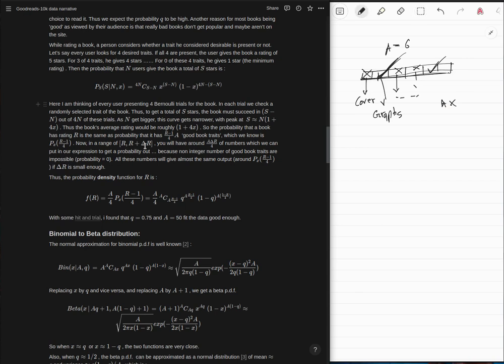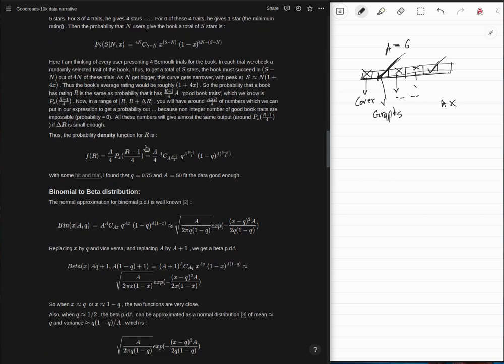So we just said that the probability that a certain randomly chosen book has a certain trait is Q, right? And from that we got the probability that it has X fraction of good book traits. We also know that X is in fact just the same thing as its average rating on the site. I know it's approximate, but I'm going to say it's the same.